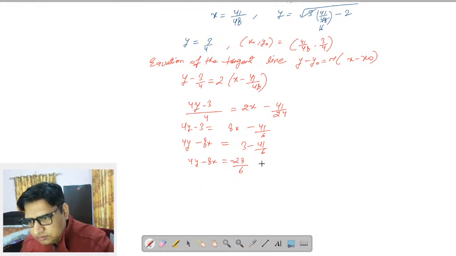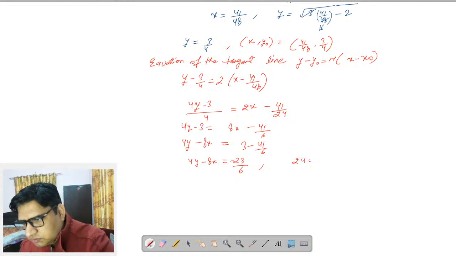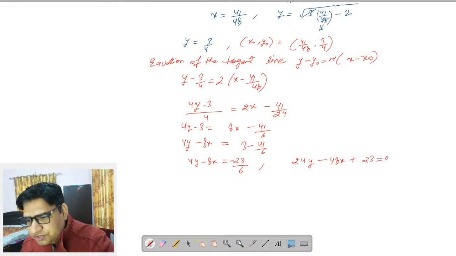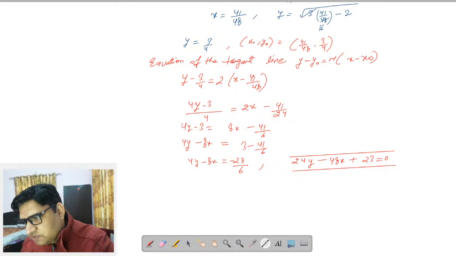Solving it further, 24y minus 48x plus 23 is equal to 0. That is the required equation of tangent to the curve.